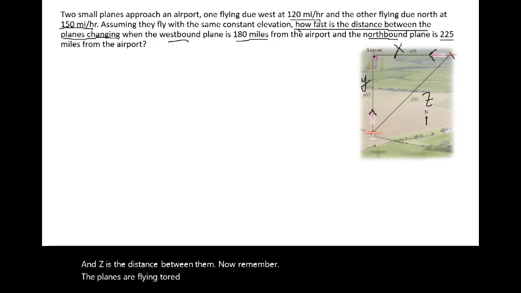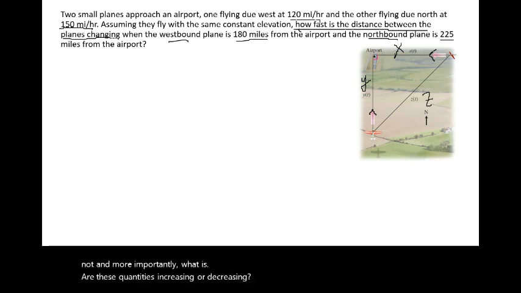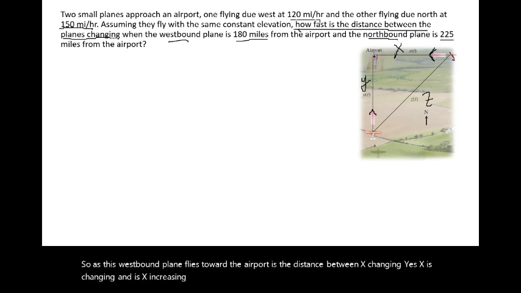So let's just analyze what is changing here and what is not, and more importantly, are these quantities increasing or decreasing? So as this westbound plane flies toward the airport, is the distance X changing? Yes, X is changing. And is X increasing or decreasing? If the plane is flying toward the airport, that means this X is actually going to decrease.